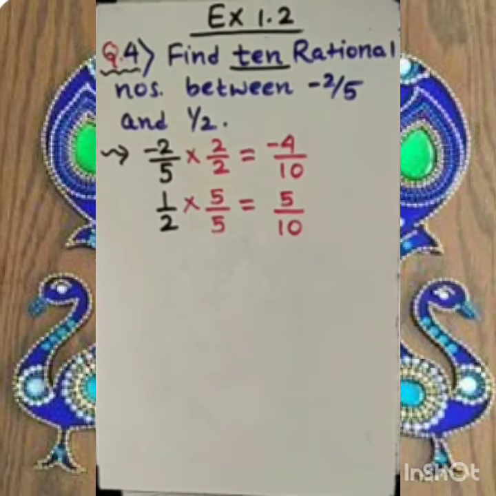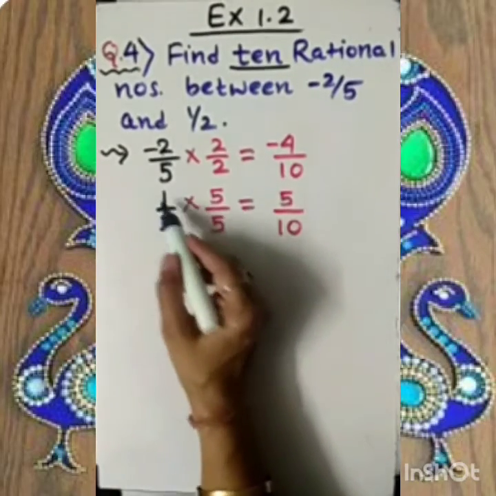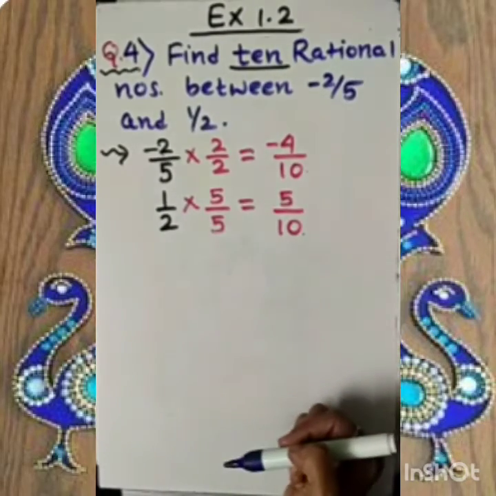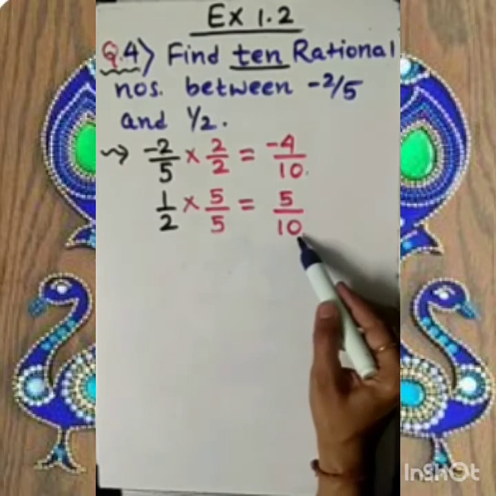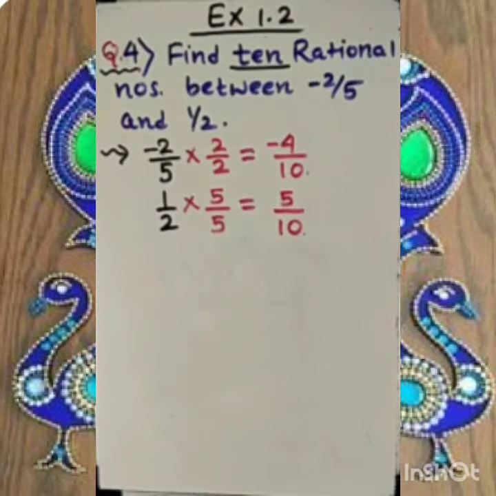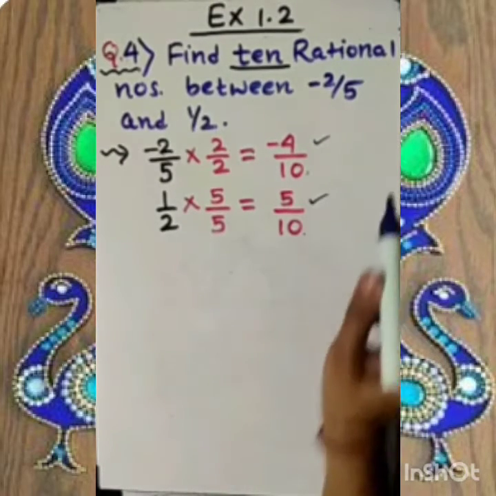Fine. So dear student, after taking the LCM successfully, we are able to convert the given rational numbers into like fractions. They are in like fraction. Now you can see minus, here also 10, here also 10. Okay. Now think about that. The criteria which we are given, -4 and 5.